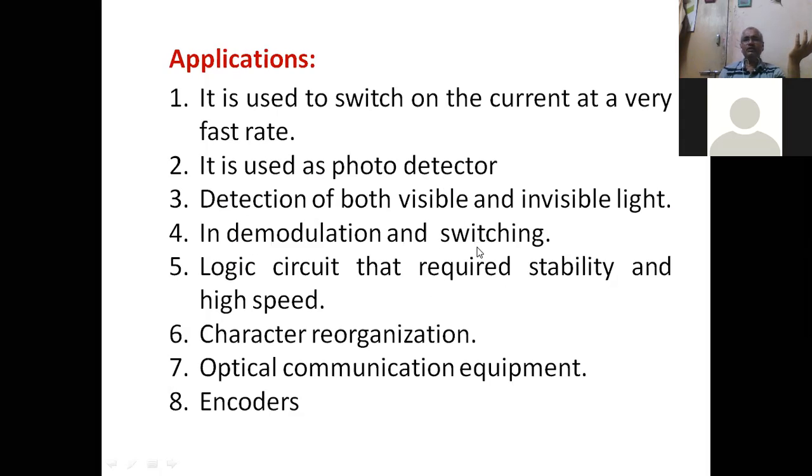In modulation and switching, in the telephone industry or in TV broadcasting or radio broadcasting, there is modulation and demodulation and switching of the signals. For that purpose, these photodiodes are used. Then logic circuits that require stability and high speeds. So some logic circuits are there.